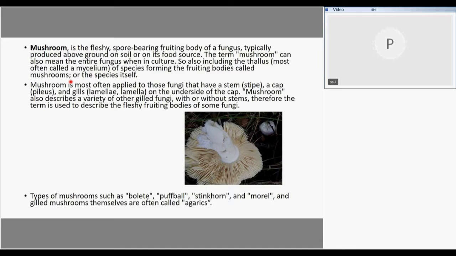Mushroom is divided into the stipe, the stem, and the cap, which is that thing here, and you can see these things here. That is what we call gills or lamella. There is a big variety of how these look, big, small, and such. The different mushrooms have different names, like these you see here: bolete, puffball, stinkhorn, morel, and agaric. Agaric is often the common name in the English-speaking world for the typical mushroom.